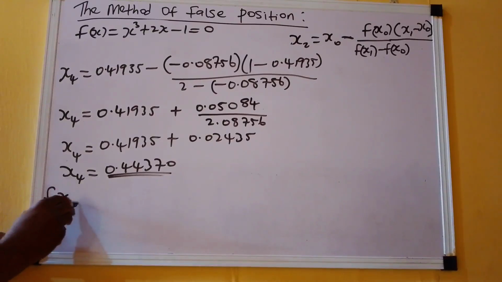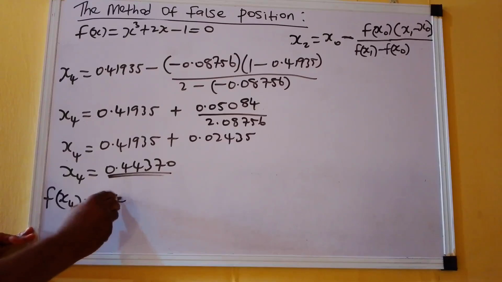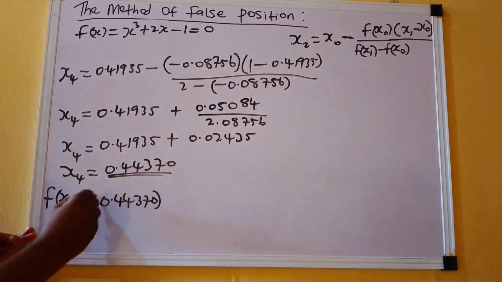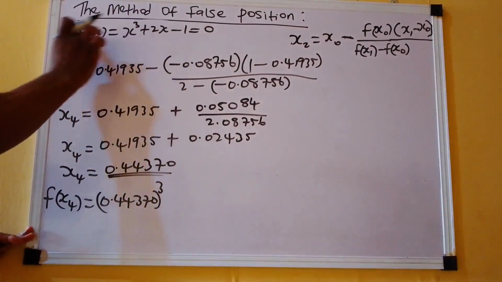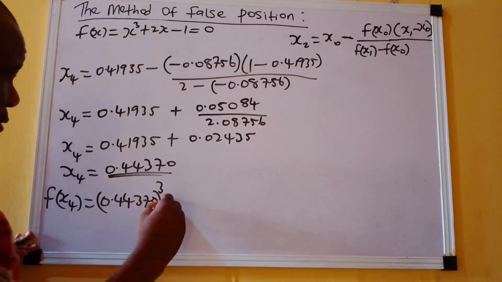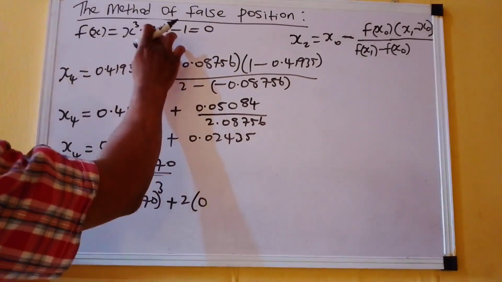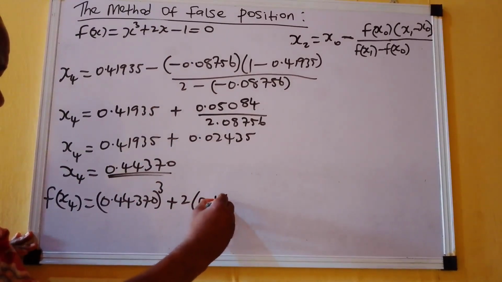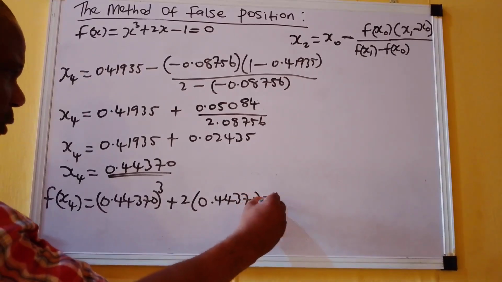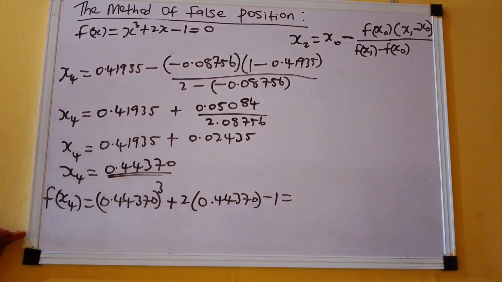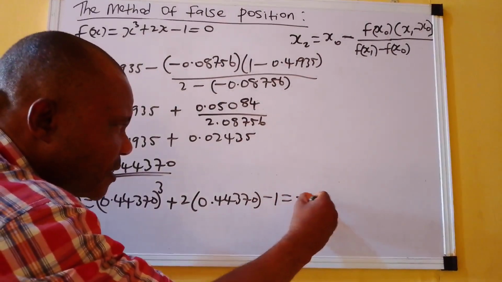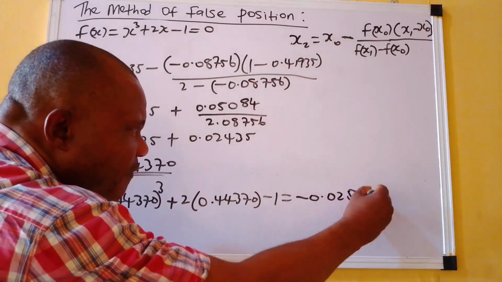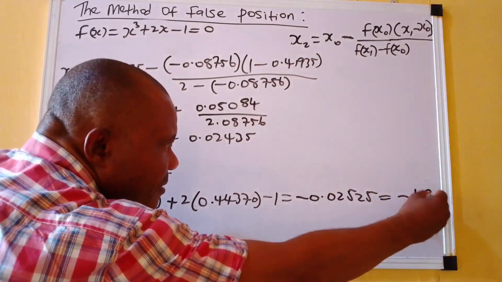Now again we have to check for our f of x4. So our f of x4 will now be equal to 0.44370 all raised to power 3. Anytime you see f of, we are using the model equation, plus 2 into x4, 0.44370 minus 1. Again, pressing your calculating aid, our f of x4 is minus 0.02525, and that is again negative.